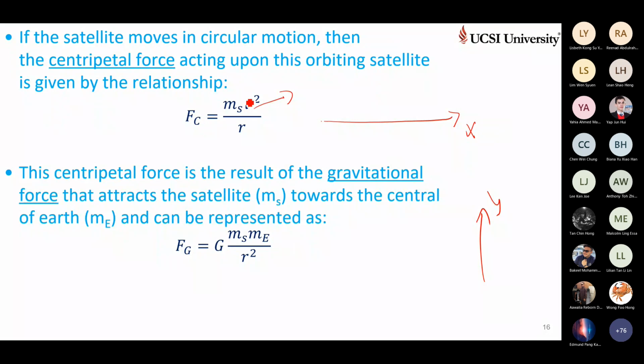The centripetal force is given by m s v square over r, which we studied already, right? This formula we already studied. The centripetal force is the result of the gravitational force. If it is between objects, we call this a centripetal force. If it is between the planet systems, then we call this a gravitational force.